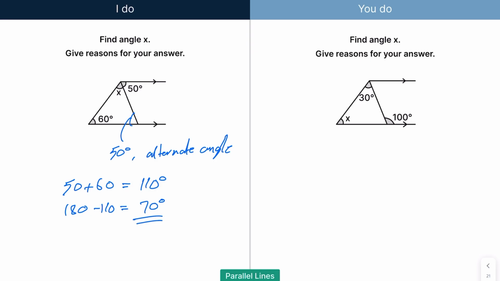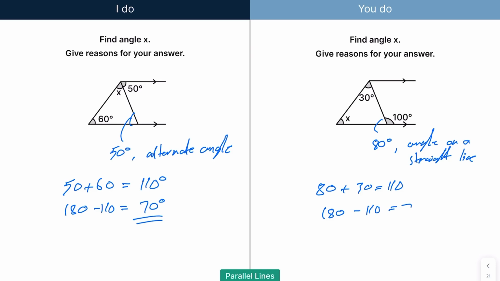And now with this one, we've been told to find x. We know what this angle is inside the triangle. We need to know what this one is. Now, this is just angles on a straight line. So we can say this is 80 degrees. And it says give reasons for your answer. So we are going to say angle on a straight line. And now we can find x. So that'll be 80 plus 30, which is 110. And that'll be 180 take away 110, which is 70 degrees.